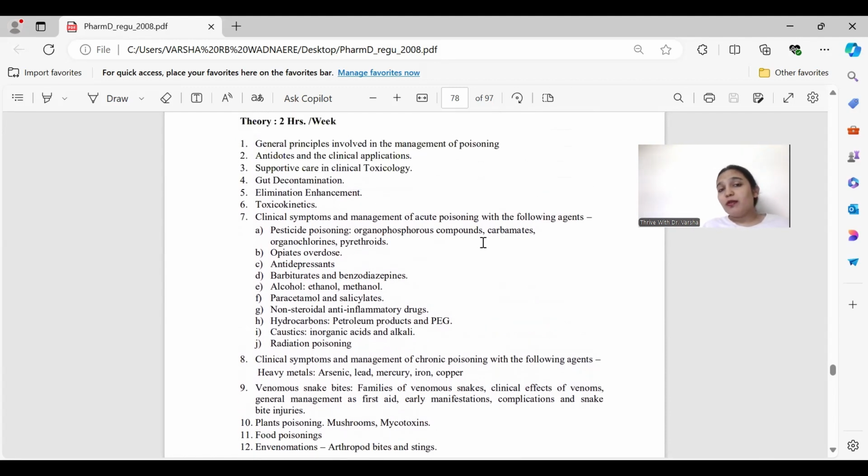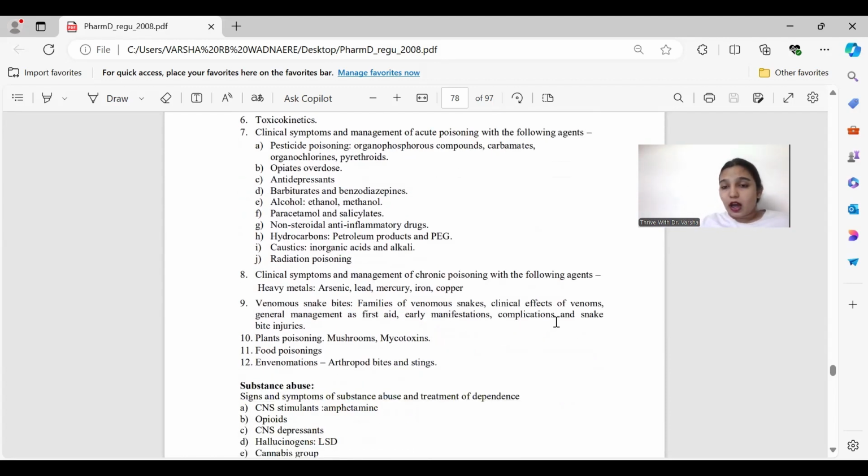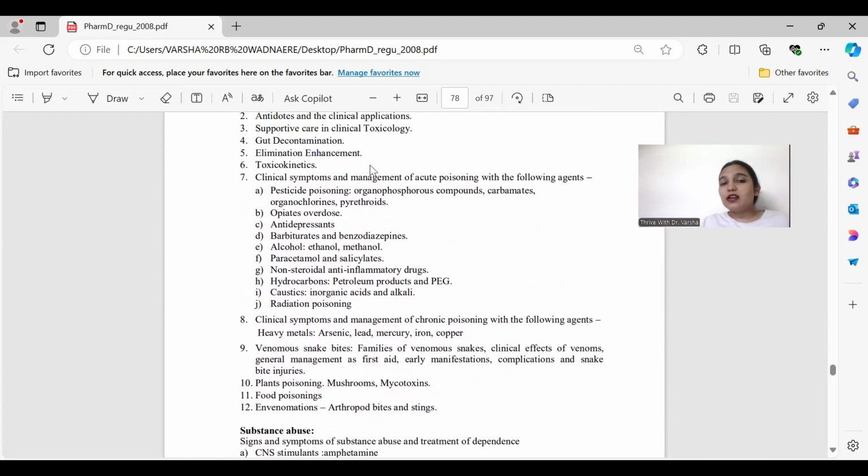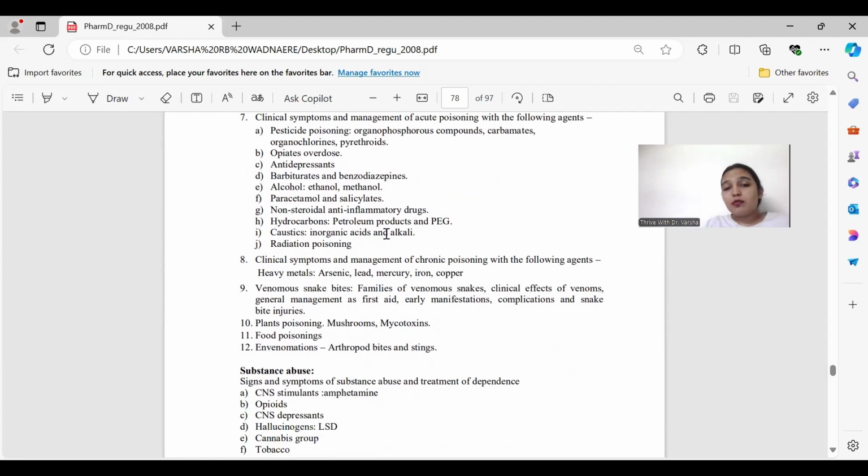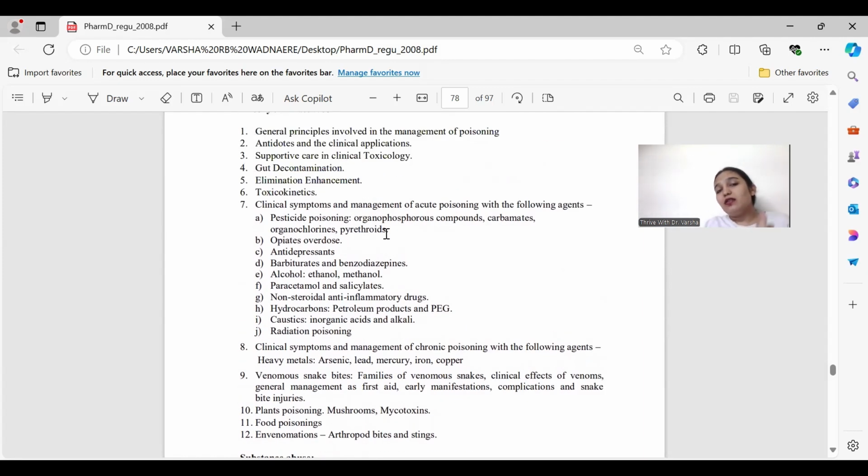So again, what will be a two marks question? The types, classification, applications, and how you can prevent such poisoning will be asked for 2 marks. A 5 marks question will be like this: clinical symptoms and management of acute poisoning of antidepressants, or radiation poisoning. That will be asked for 5 marks. And for 10 marks, whatever is asked for 5 marks, the same type of question can be asked for 10 marks too.